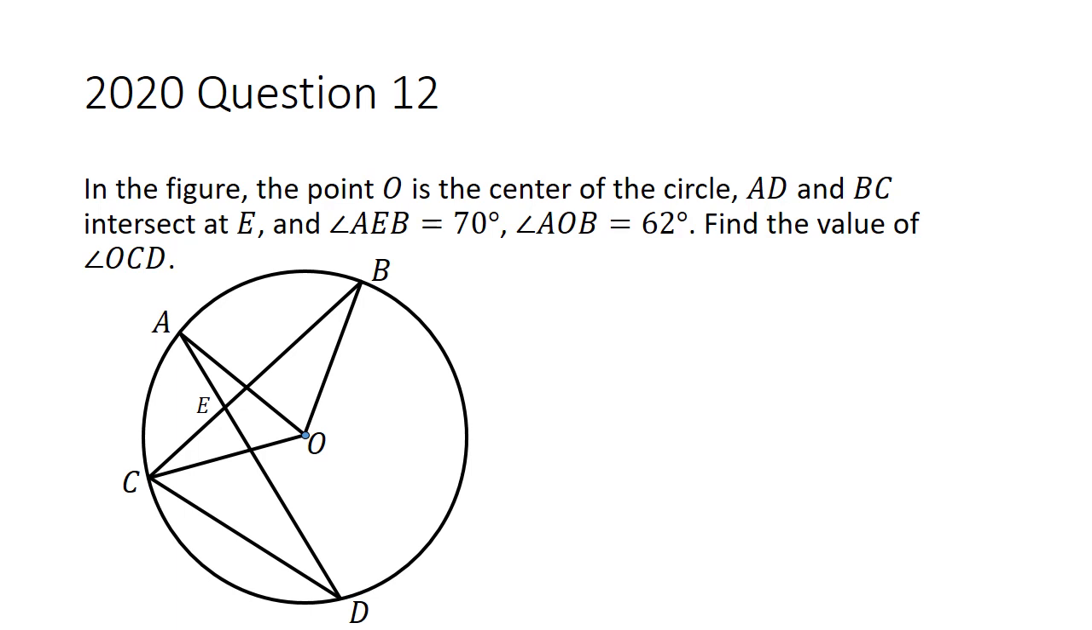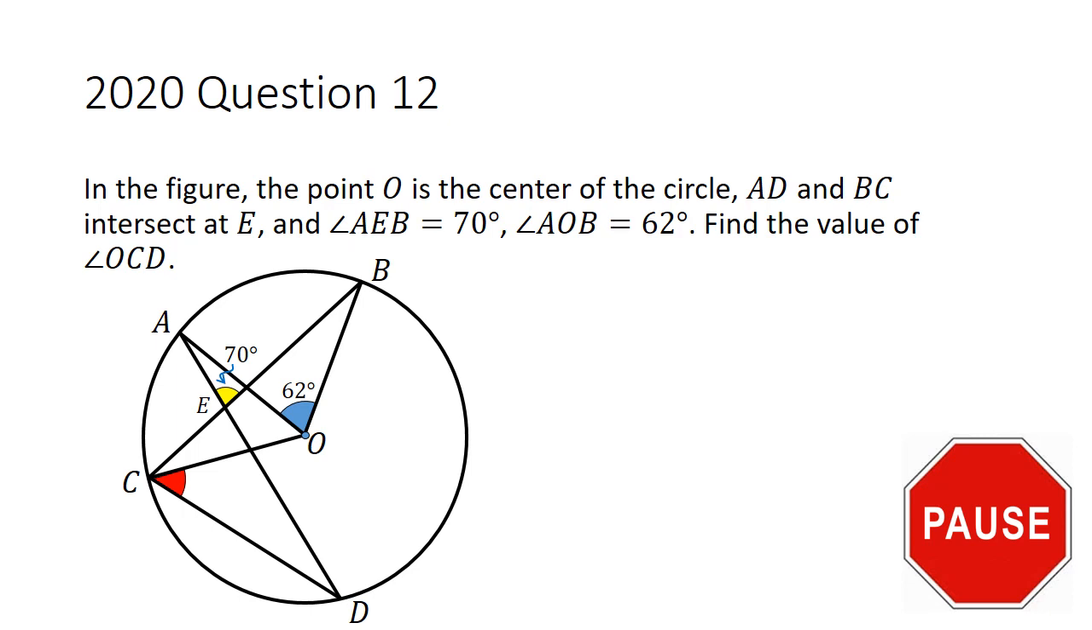Moving on to question 12. In the figure, point O is the center of the circle, AD and BC intersect at point E, angle AEB is equal to 70 degrees, and angle AOB is equal to 62 degrees. Find the value of angle OCD. Pause the video here and give this question a good try.